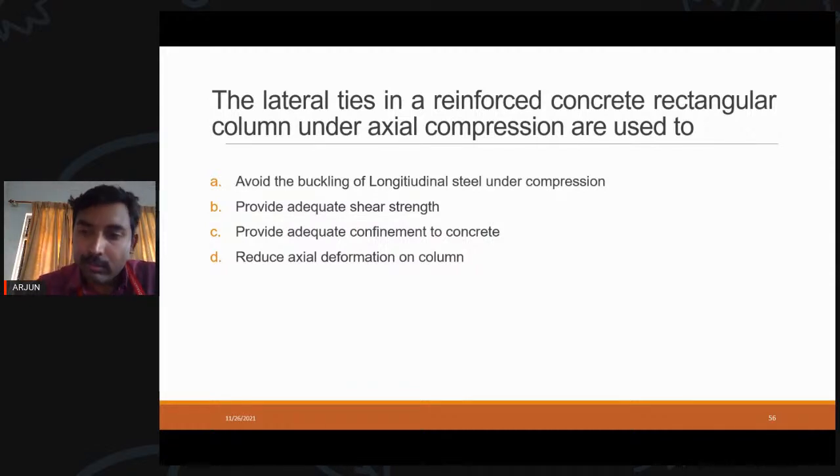Coming to a few questions that have been asked in previous GATE questions, the question goes like this: the lateral ties in a reinforced concrete rectangular column under axial compression are used to, first one, avoid buckling of the longitudinal steel under compression. Second one, provide adequate shear strength. Third one, provide adequate confinement to concrete. Fourth one, reduce the axial deformation of the column.